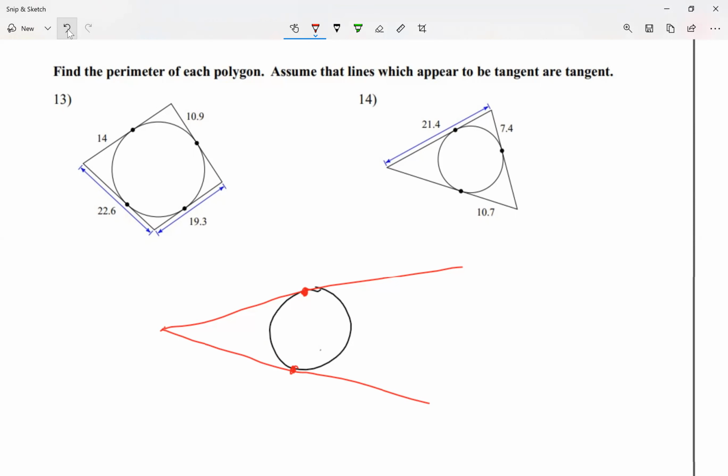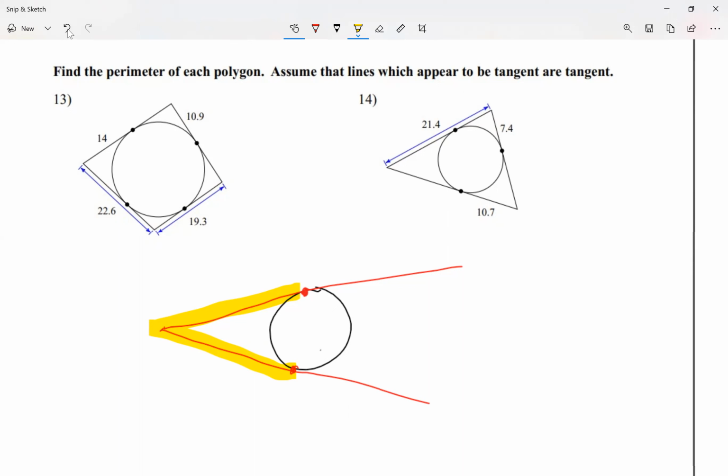Now I will have two tangent segments, right? So a segment is part of a line. Let me highlight them in yellow. I have this tangent segment and this other tangent segment. Again, we said before, a segment, we talked about this back in like unit 1. A line segment is part of a line. So it's not the whole line, it's just part of a line.